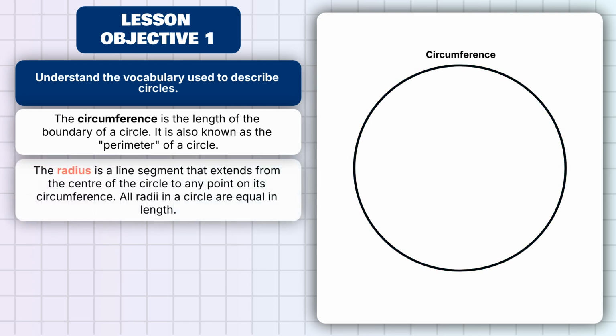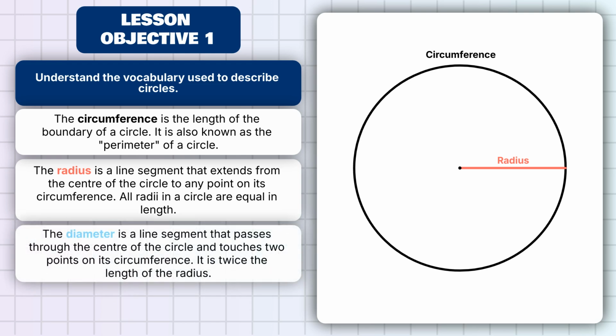Next, the radius. The radius is a line segment that extends from the center of the circle to any point on its circumference. It's a crucial measurement as it helps us define the size of the circle. All radii, which is the plural word for radius, in a circle are equal in length.